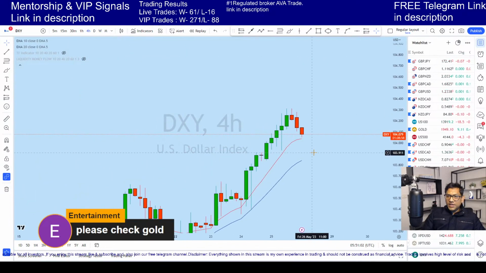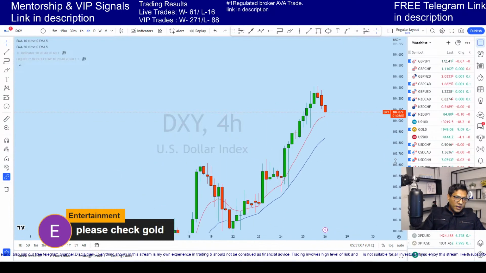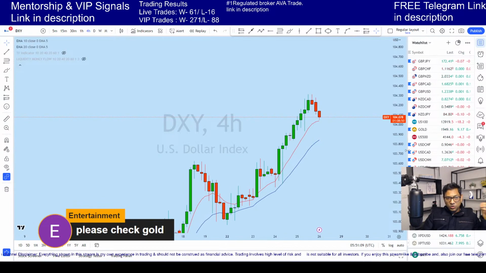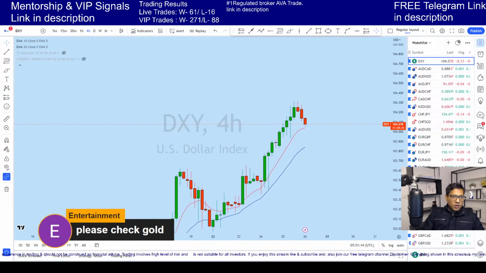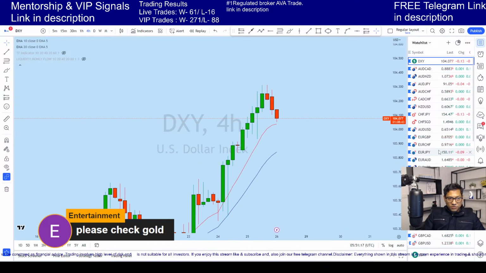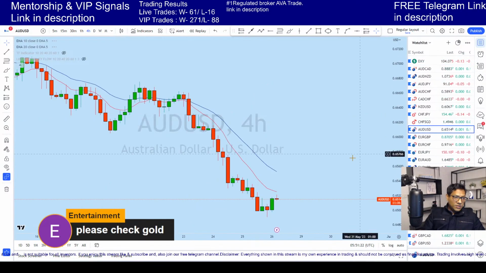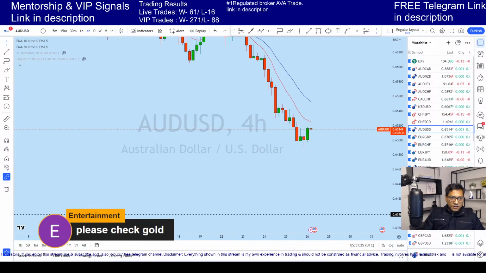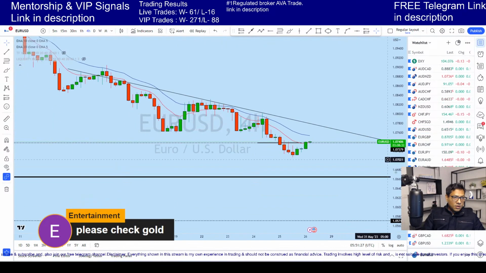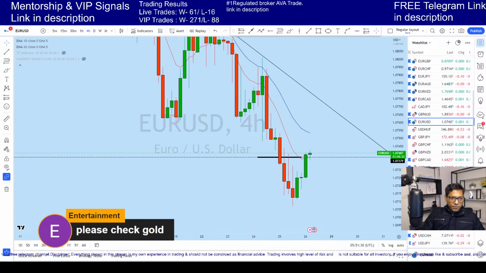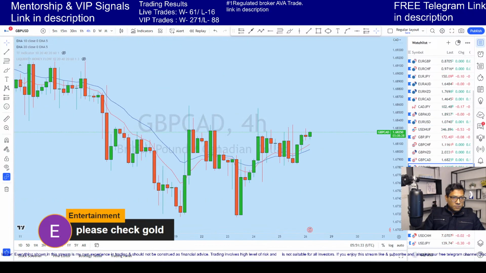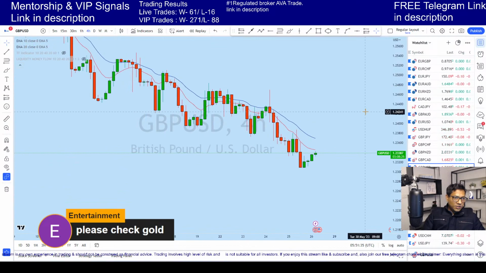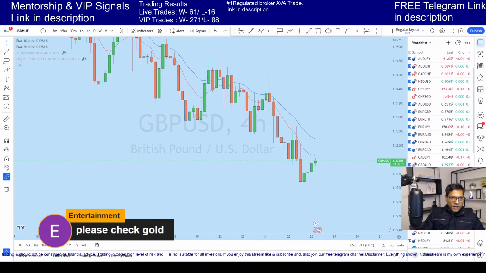So with that said, if DXY is bullish, we can expect AUD/USD, EUR/USD, GBP/USD, all the USD pairs to remain bearish. It's coming down for a pullback. DXY bullish means that on AUD/USD now we could see a pullback, like the EUR/USD and GBP/USD, in all of them. We could see a bit of a deeper pullback.